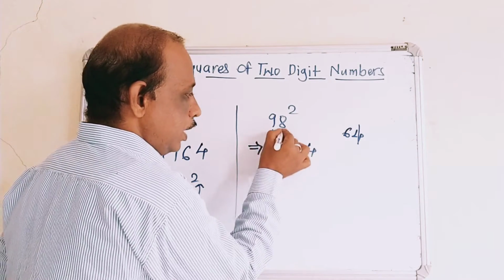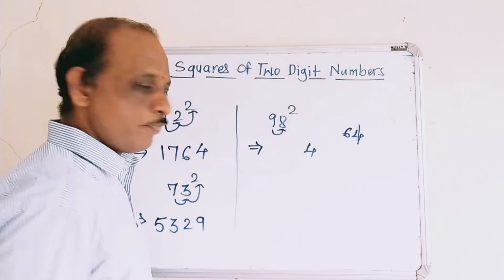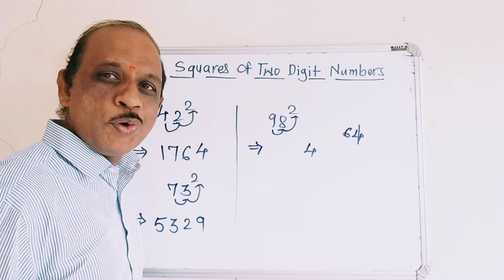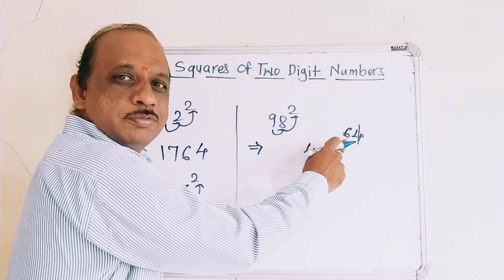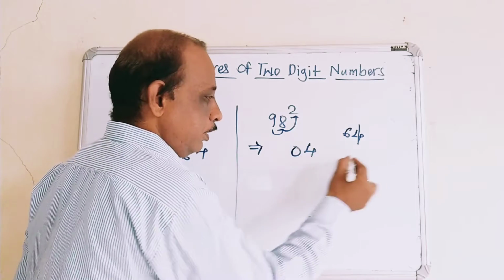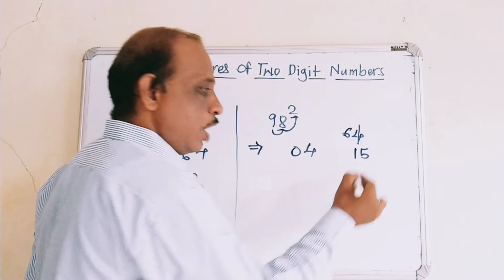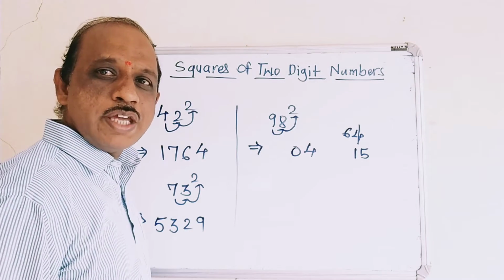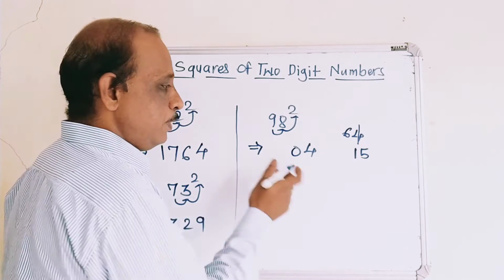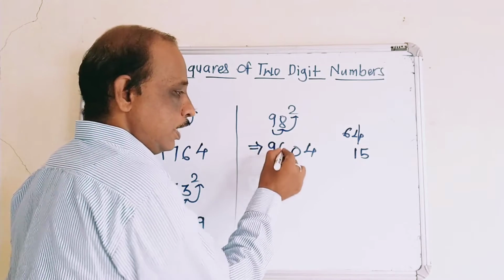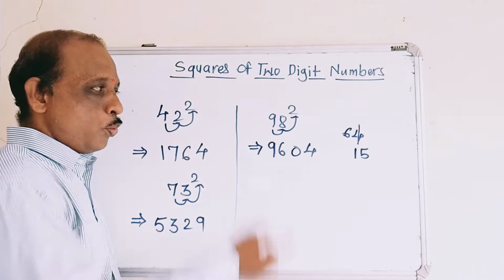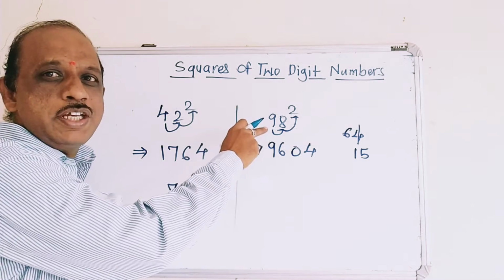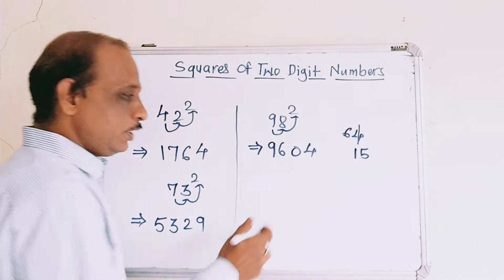Then this one, 9 into 8, 72. 72 into 2, that is 144, plus this 6, that is 150. So 0 I am writing, 15 will be carry. Then 9 square is 81. 81 plus 15, you will get 96. We will solve this, we will find out the square of this 98 using the below base method also.